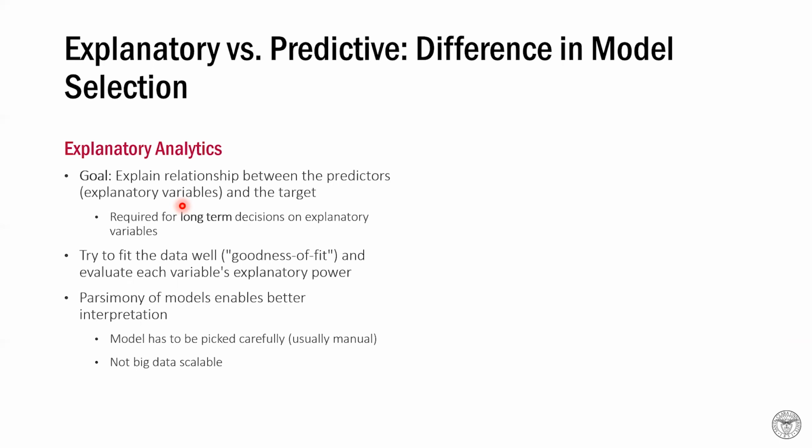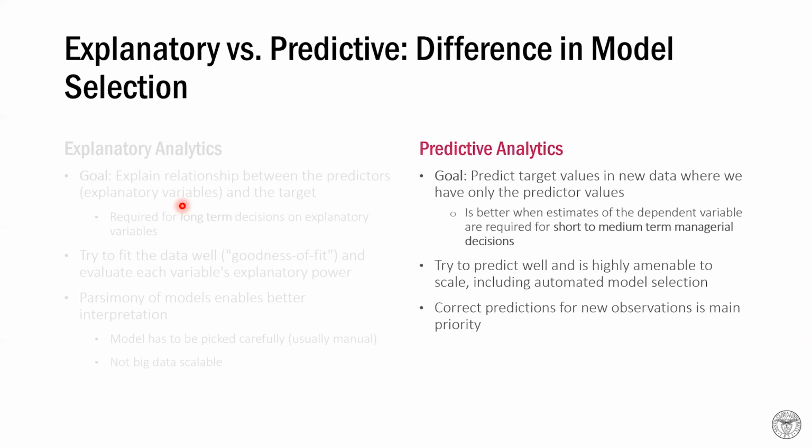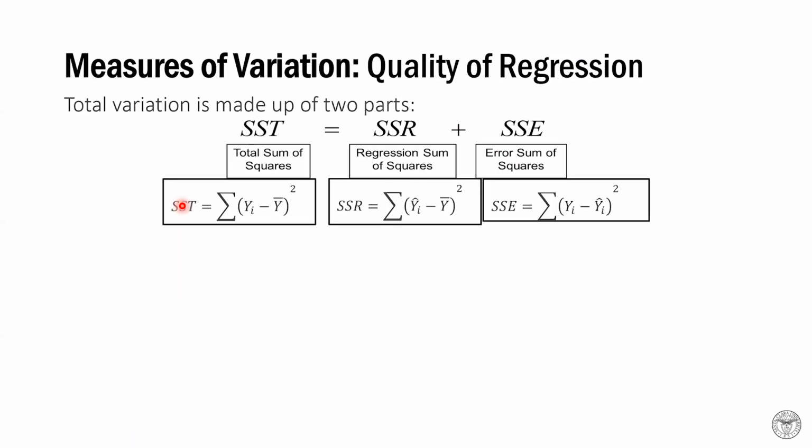In predictive analytics, our goal is to predict target values in new data where we have only the predictor values. So we want to reduce the prediction error, such as the standard error of estimate, which is to be introduced in this video as well. To measure the quality of regression, we hereby introduce three variation concepts.